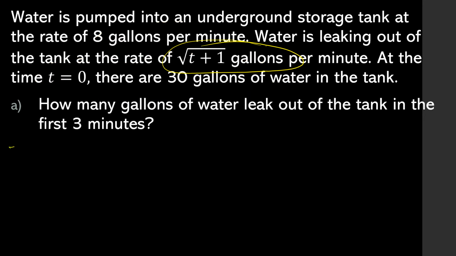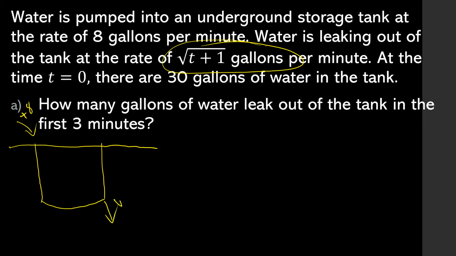Let's see. Maybe we draw a picture. Here's my tank. And how much are we putting in? We are putting in plus 8 every minute. How much is coming out? That's square root of t plus 1 gallons per minute, and 30 gallons to start with. Okay. So hopefully you can see the only thing that really affects how much water leaks out of the tank in the first 3 minutes is going to be that square root of t plus 1.